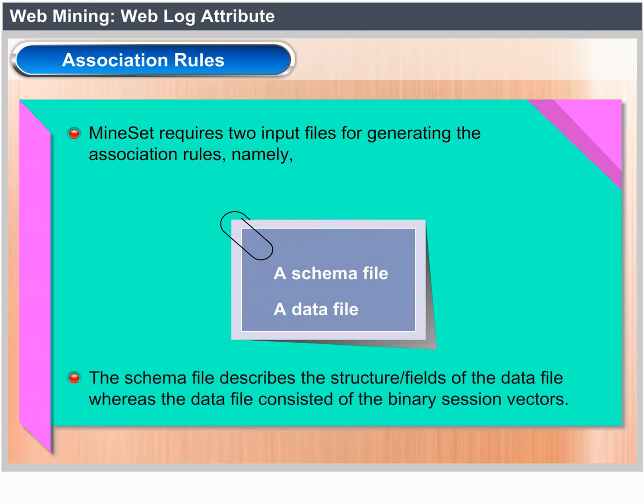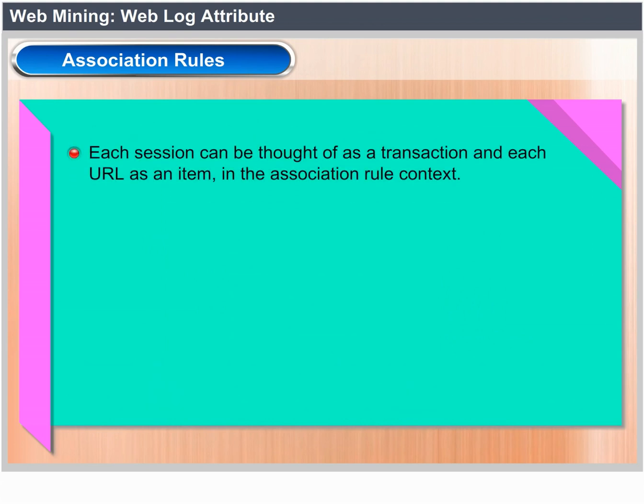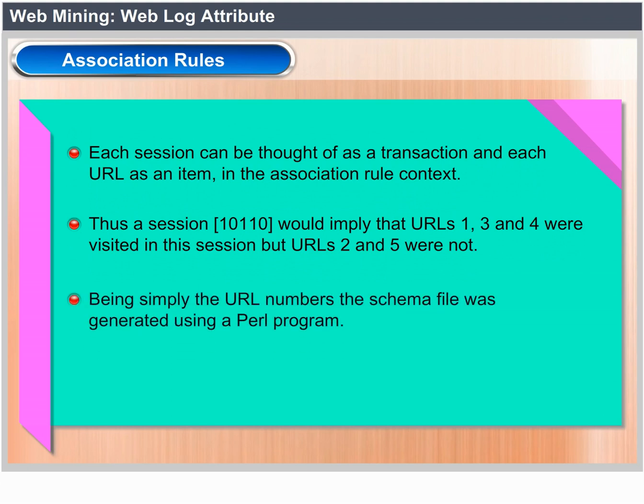Each session can be thought of as a transaction and each URL as an item in the association rule context. Thus, a session 10110 would imply that URLs 1, 3, and 4 were visited in the session and URLs 2 and 5 were not. This schema file was simply the URL numbers and was generated using a Perl program. The association file generated by Mindset was cleaned before the result could be analyzed.